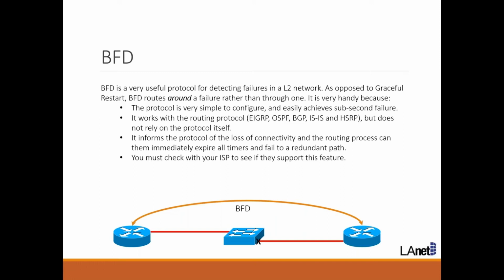And so if I have a secondary path, I immediately start taking it. So this is not about routing through an outage. BFD is about routing around an outage. So if I have a secondary path, I immediately fail my first path. And when I say immediate, we're usually talking sub-second here for BFD.